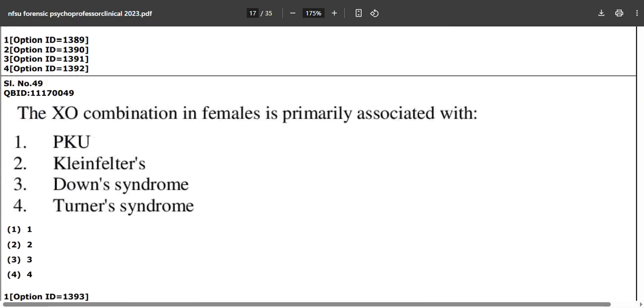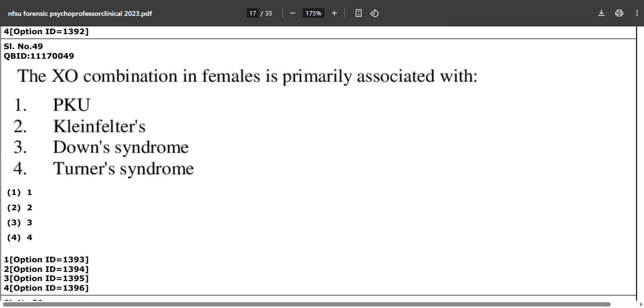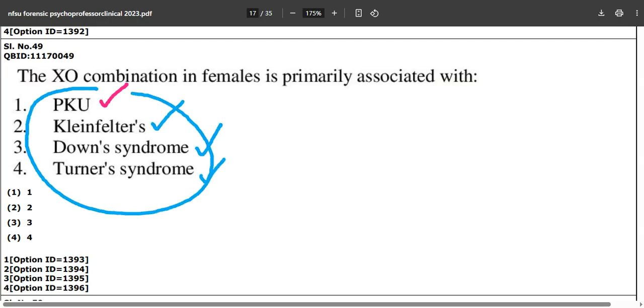Moving forward to the next one: the XO combination in females is primarily associated with. Before we find the correct answer, let me tell you that PKU (phenylketonuria), Klinefelter syndrome, Down syndrome, Turner syndrome, everything is mentioned in the C book, clearly. If I remember correctly, you will find it in the developmental one. Any other book you prefer, you can go ahead and read from there as well, but the paper is clearly set from the C book only.